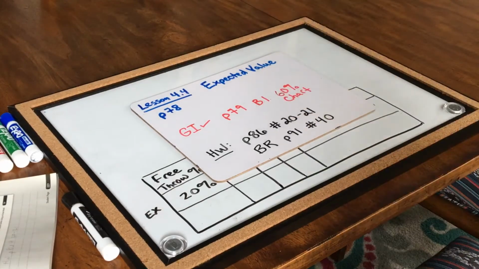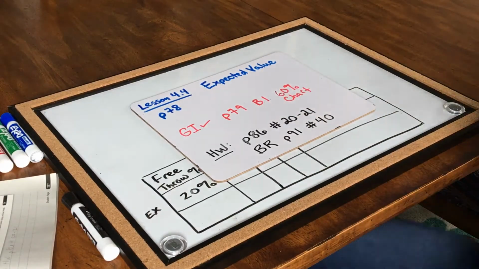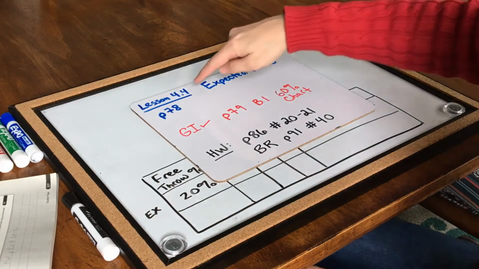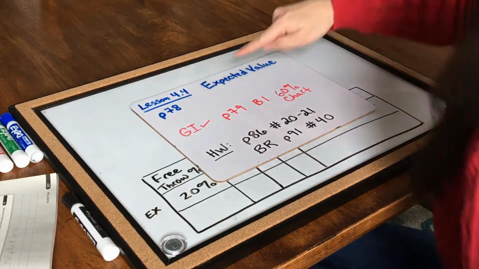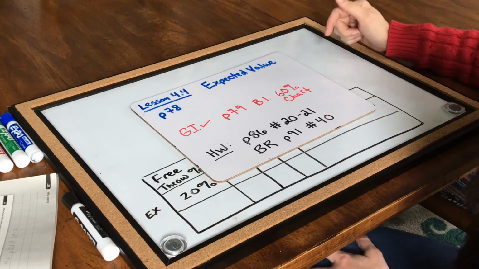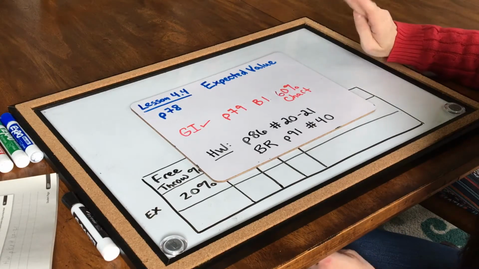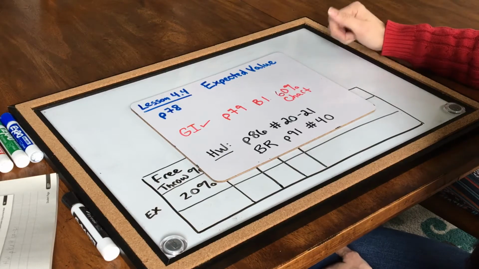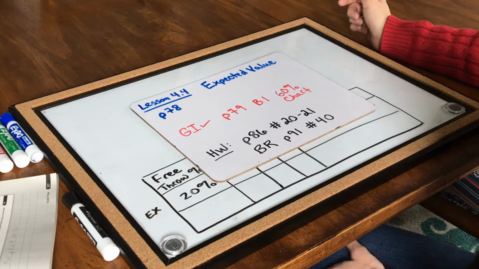Hi, 7th grade. Today we're doing Thursday's lesson, and that is lesson 4.4 on page 78, which is expected value. Expected value is similar to finding an average, but it's a new concept because it deals with probability, and we'll be talking about that today.